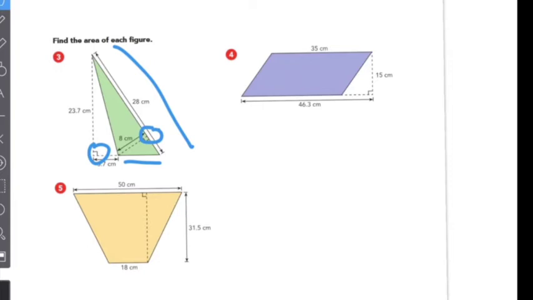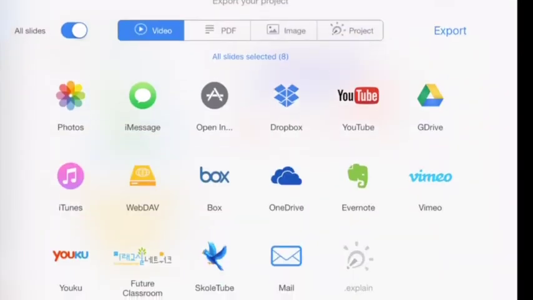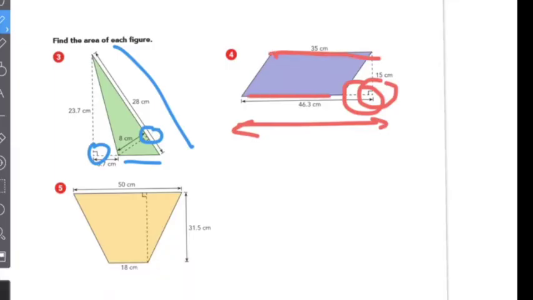Next one, number 4, is a parallelogram. Again, I look for right there, there's my height. You have to look carefully because they're trying to trick you. If you see this down here, 46.3, that whole thing is not the base. The reason why is because they're including some of the measurement to where the right angle would be. So the base is really 35, because this line segment is 35, because remember, in the parallelogram, the bases are going to be equal. So that's 35 right there.